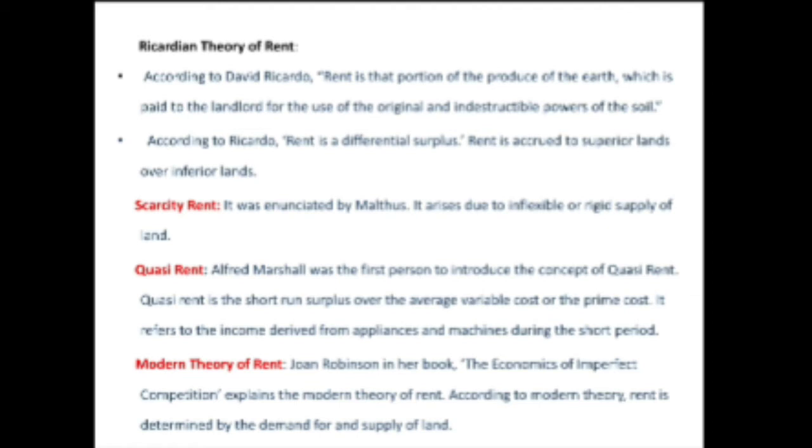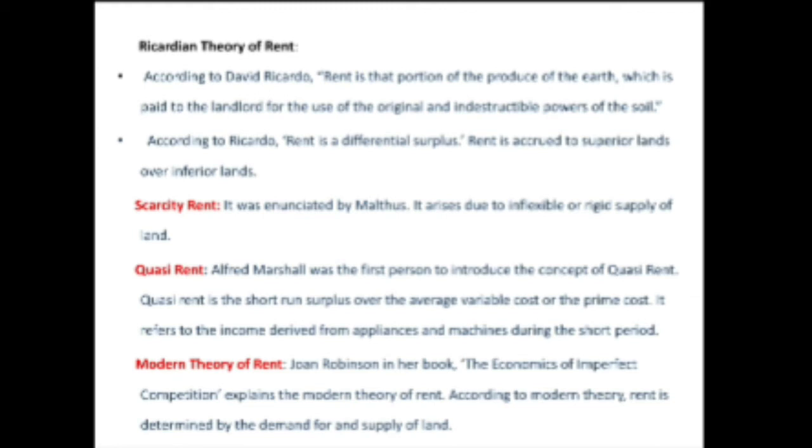Then we have the concept of quasi-rent. Alfred Marshall was the person who gave this concept of quasi-rent. Quasi-rent is the short-run surplus over the average variable cost or prime cost. It refers to the income derived from appliances and machines during the short period. So basically he says two things. One is that quasi-rent is something that we get not in the long run, but in the short run, and it is a surplus over the prime cost, also known as the average variable cost.